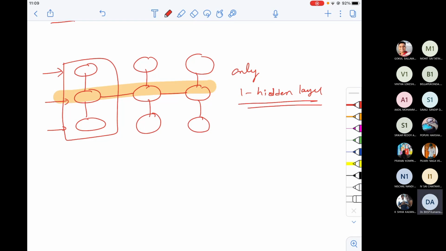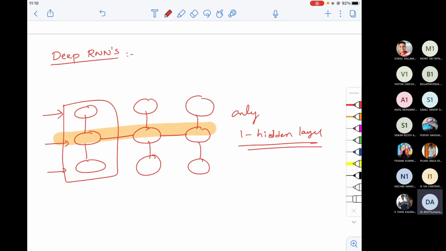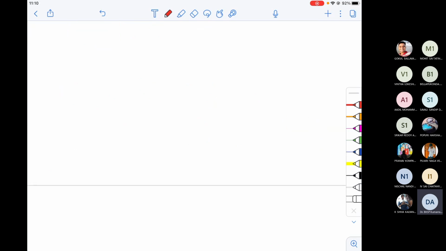So the concept here is, why should we only consider one hidden layer? Can't I have multiple hidden layers? Can I really have it? Yes. If I extend this same network to multiple hidden layers, it becomes a deep recurrent neural network, as the name itself indicates, deep. Now, how does it look? It's exactly the same. Instead of one hidden layer, I'll just have multiple hidden layers. That's all. Maybe I'll just draw it for your convenience.